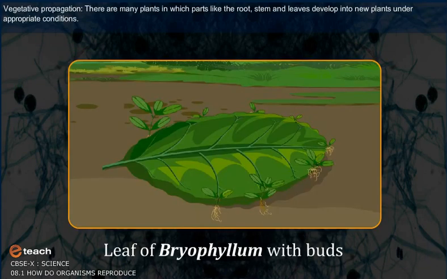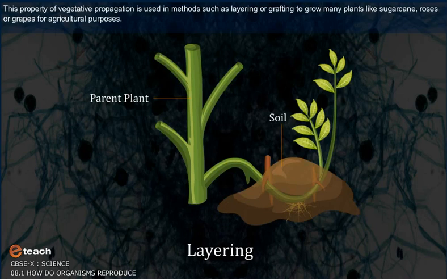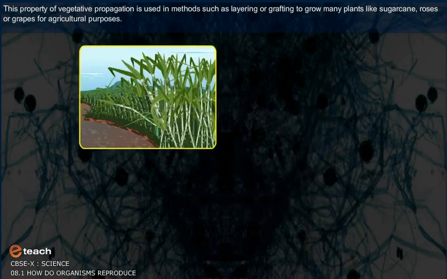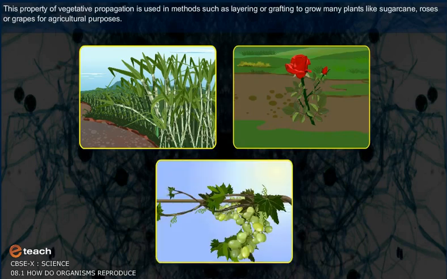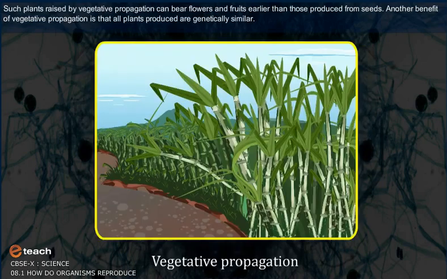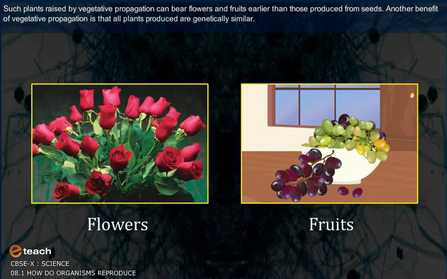Vegetative propagation. There are many plants in which parts like the root, stem, and leaves develop into new plants under appropriate conditions. This property of vegetative propagation is used in methods such as layering or grafting to grow many plants like sugarcane, roses, or grapes for agricultural purposes. Such plants, raised by vegetative propagation, can bear flowers and fruits earlier than those produced from seeds.